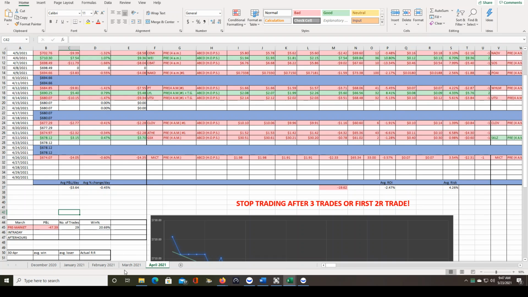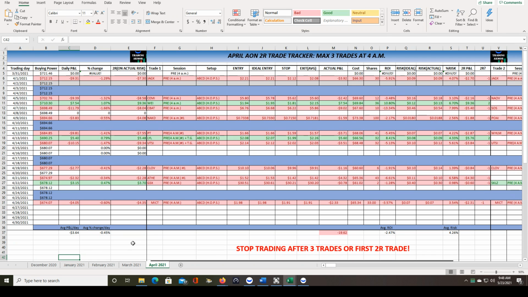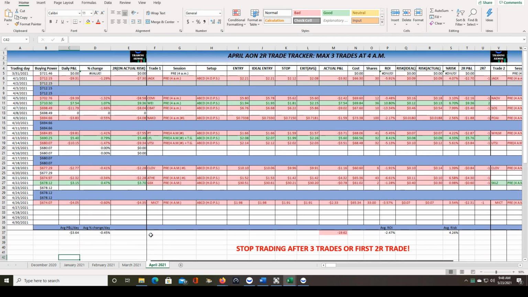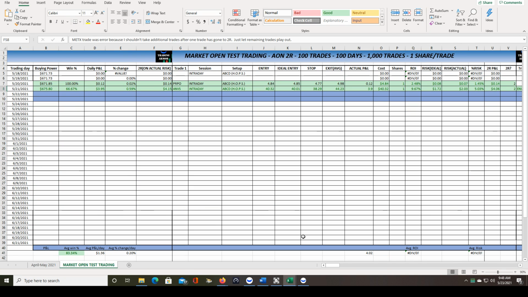So I assume if I continued that for the remainder of the year, that eventually I would get this back and end up green overall. But I decided to switch gears and to strictly trade the market open because I know that's more helpful to more traders. So that's what I'm doing now, and I'll show you my current spreadsheet.